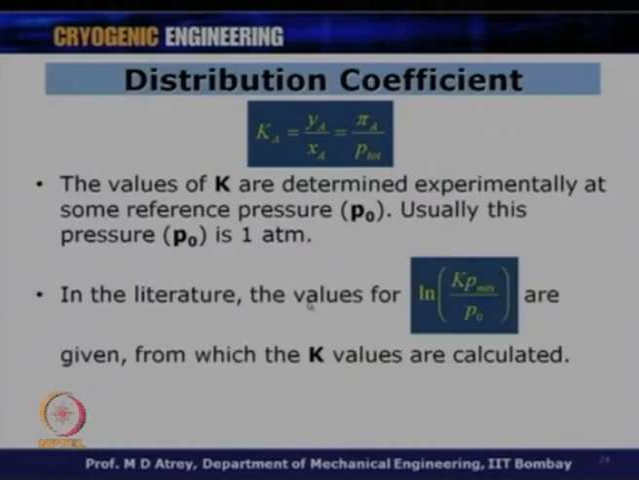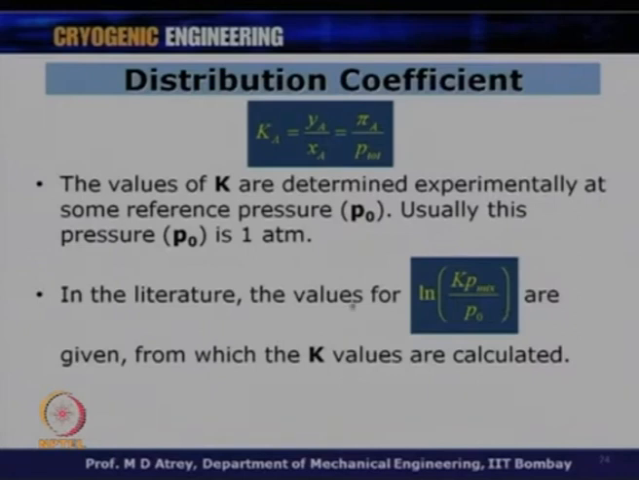So, in the literature, the values of K are normally given in logarithmic form, and it is always given in this form: log of K into P mixture upon PO, which means that if my mixture pressure is 1 atmosphere with the value 1 over here, and if PO also, defined as a reference point, is 1 atmosphere, then these two will get cancelled. In that case, the P mixture is going to be equal to PO, and the log K value will be given in that table. So, normally it is given in the logarithmic form, and once we know this logarithmic value, the value of K has to be recalculated from this expression.